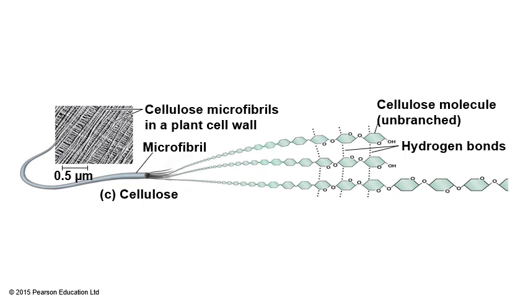This one shows you the cellulose molecule. It is unbranched, a straight line. One glucose and another glucose and glucose in line are connected together to make up a microfibril, and those microfibrils combined together make up the plant cell wall, very strong.